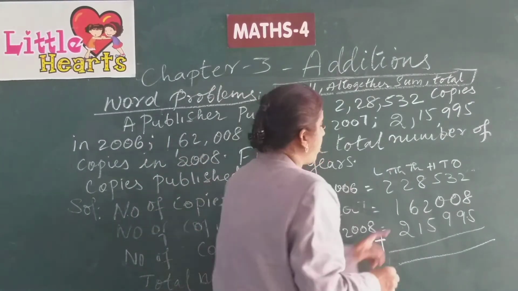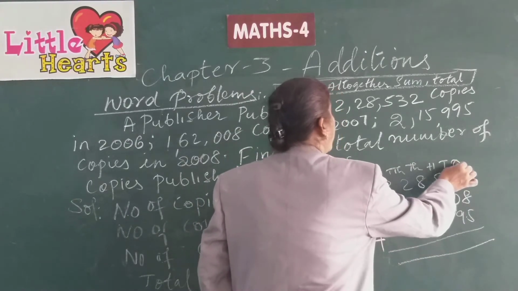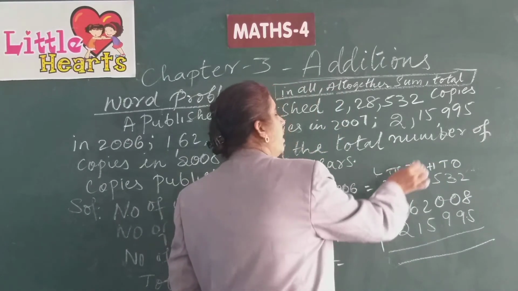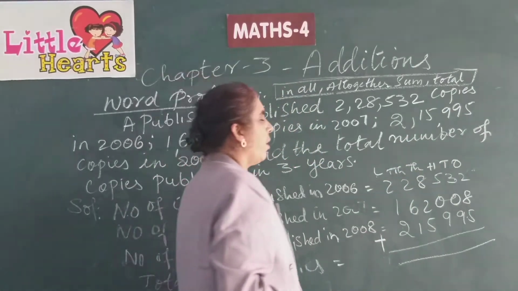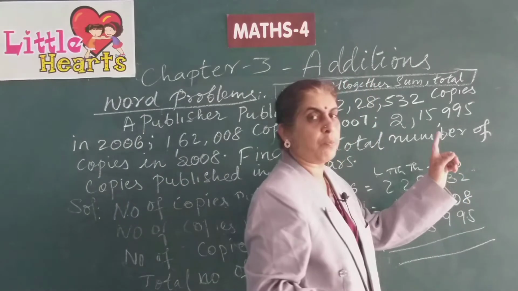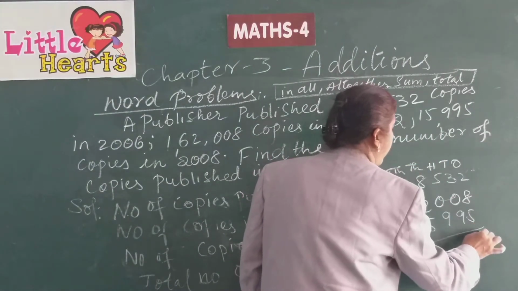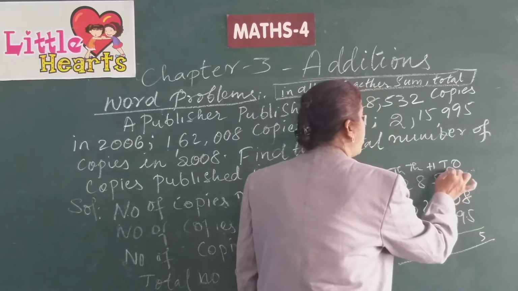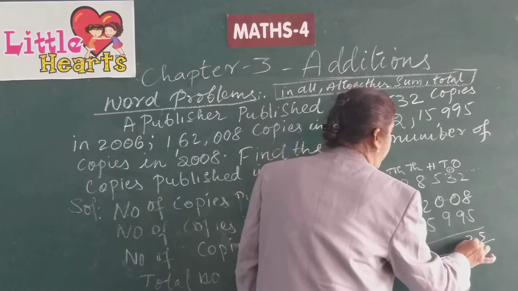Add now. Write according to the places. 2,28,532. Please put the places over them and write the digits below the places correctly. Now always start adding from the ones place digits only. 8 plus 2, 10 plus 5, 15. Carry 1 to tens. 9 plus 3, 12. 12 plus 1, 13.